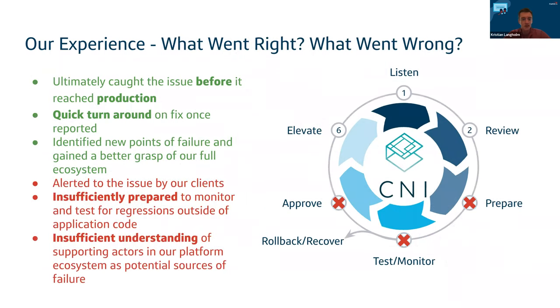So let's analyze our experience with this particular cluster upgrade. What went right? What went wrong? How could we have improved our experience with a proper action plan like we described earlier?